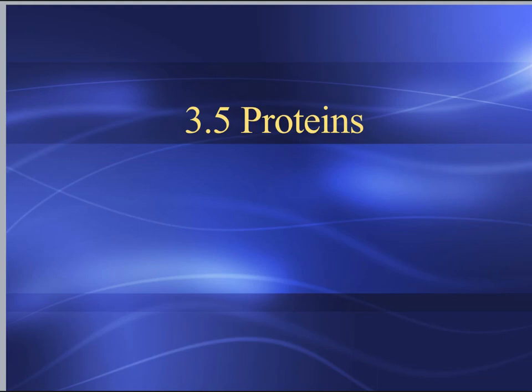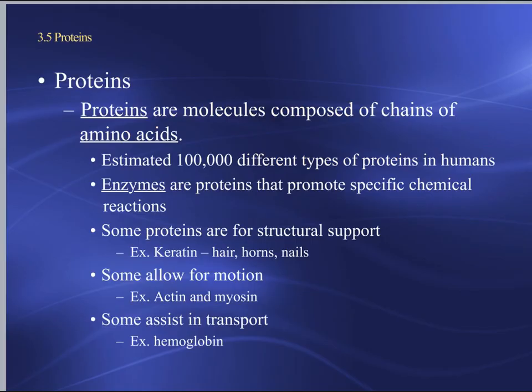Our lesson today is on proteins. Proteins are molecules composed of chains of amino acids. Your textbook, I think, actually mentions there's more than this, but there's estimated to be 100,000 or more different types of proteins in humans. Each has a special function. Your cells make them to complete a very specific task or to serve some very specific function.